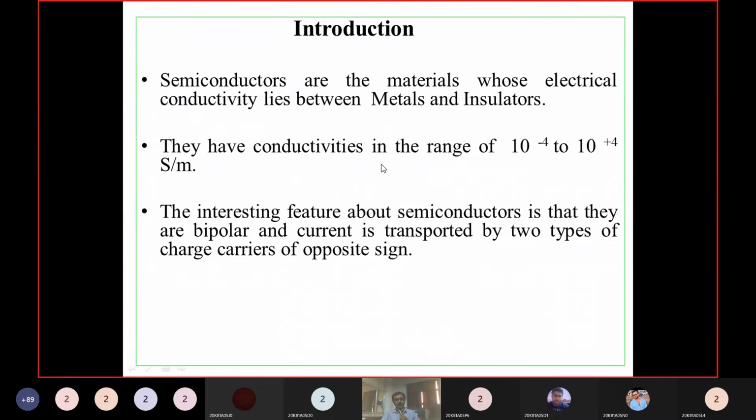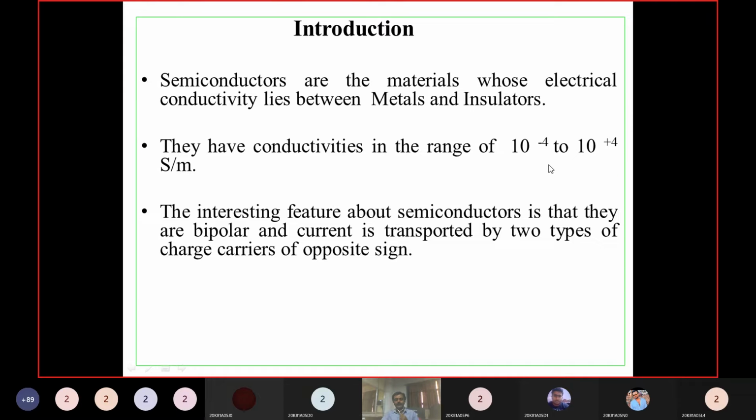Suppose you take semiconductors, the conductivity range is 10 to the power of minus 4 to 10 to the power of 4 Siemens per meter. Siemens per meter is the unit for conductivity. So in case of semiconductors, the range is 10 to the power of minus 4 to 10 to the power of 4 Siemens per meter.